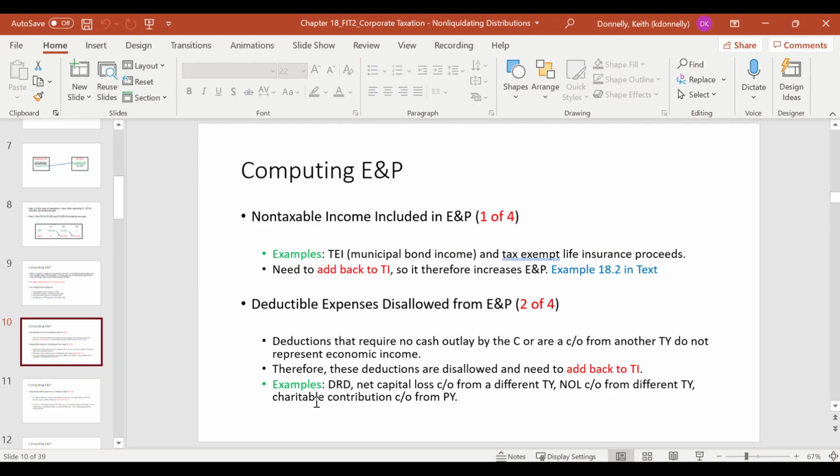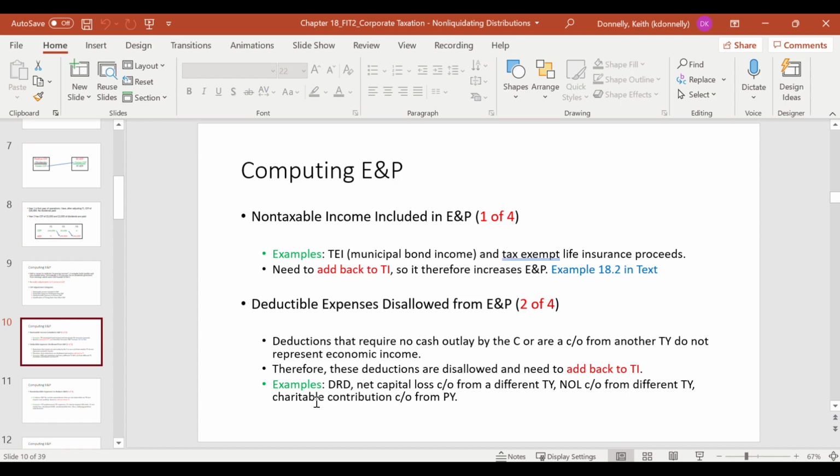The second one here, these are deductible expenses disallowed from earnings and profits. So these were deductions, subtractions we took on the tax return that we're not allowed to take for E&P. So what this means is we have to add it back to taxable income. In other words, increase our taxable income to arrive at current earnings and profits.